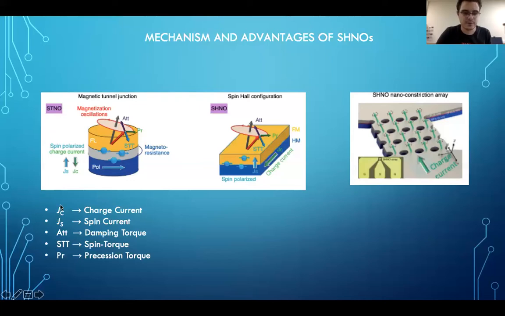In this photograph, you see JC, which represents charge current, JS, spin current, and ATT is the damping torque, due to the nature of the free layer or the ferromagnet. Spin transfer torque represents spin torque, and PR represents precession frequency. On the right, you see a 4x4 two-dimensional array of spin Hall nano-oscillators synchronized, and this structure can be used for vowel recognition due to its synchronized nature.